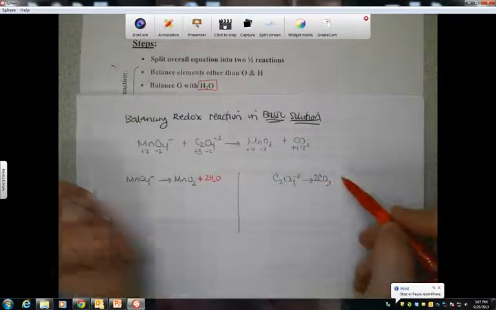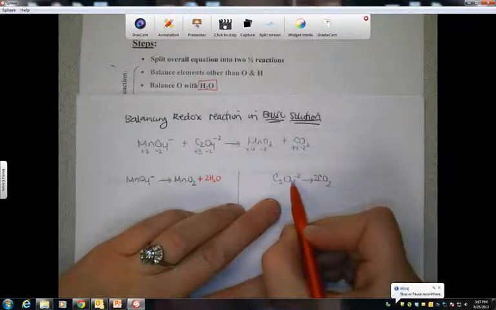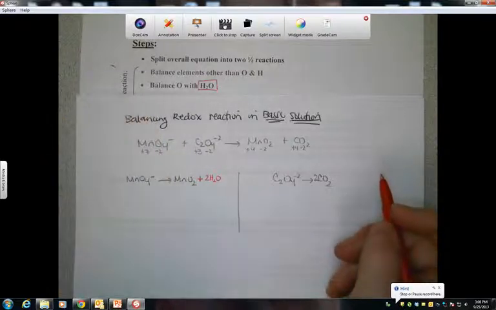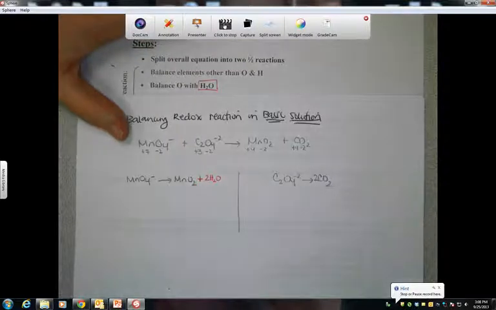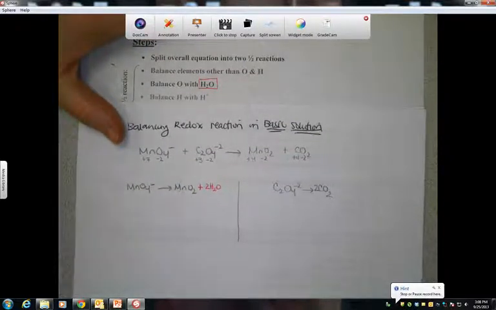And let's look at the other half reaction. Again, 4 oxygens here, and then we already have 4 on this side, so we don't need to add any water to this half reaction. Alright. So again, it's pretty systematic. You want to just have a system, or else it gets very confusing.